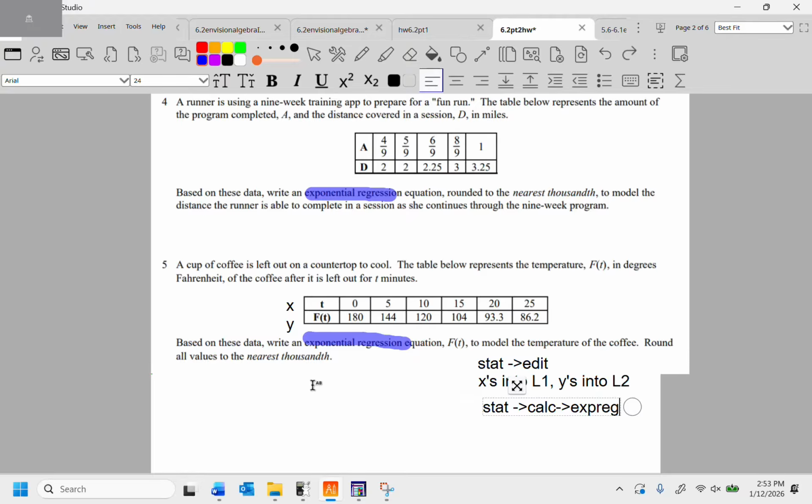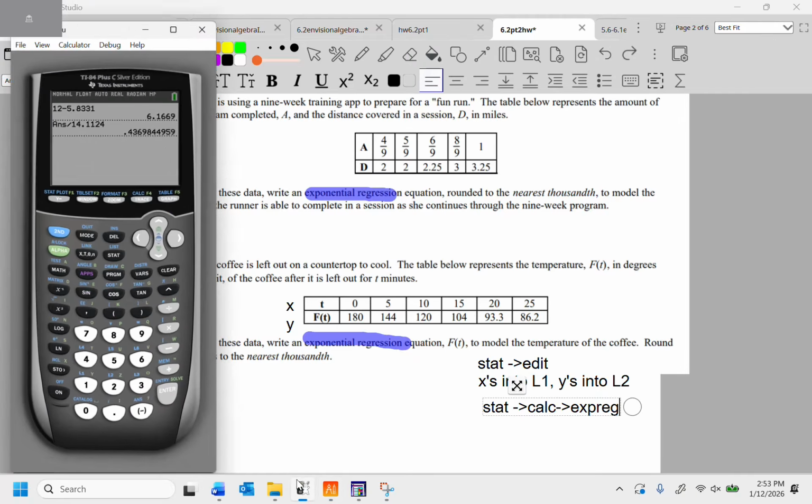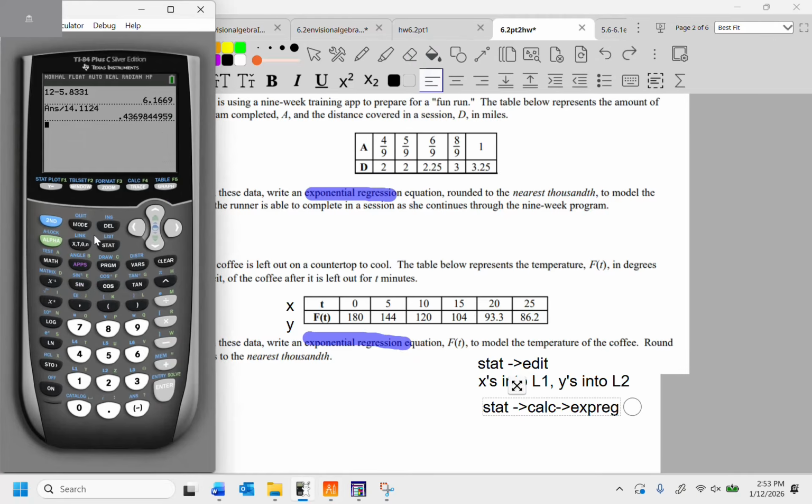So it ain't hard. So all we're asked to do in number 5 is to write an exponential regression equation. And they want thousandth, which is third. I'm going to take it to the 4th, because that's what I do. Anyway, stat edit.